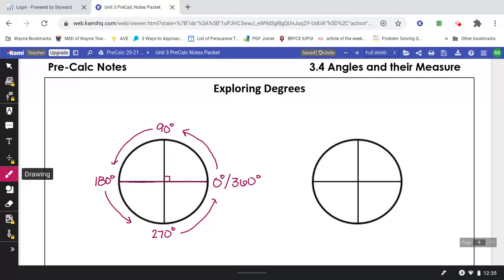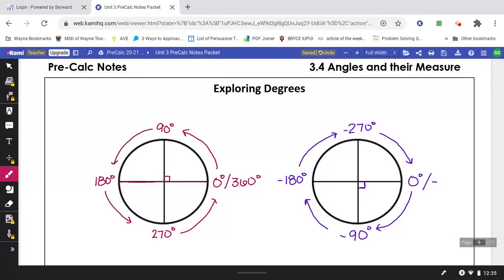Now, if we take that same circle and we work the opposite direction, this is when you have the negative degrees. So this first one would be negative 90. Notice it's still a 90-degree angle, but you went the opposite direction. Continue on to get 180 degrees negative. Keep moving to negative 270 degrees. And all the way around to negative 360 degrees. So notice that 270 degrees is the same as negative 90 degrees.